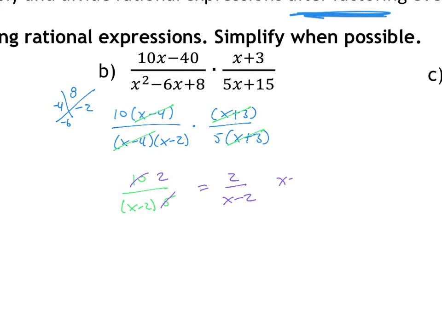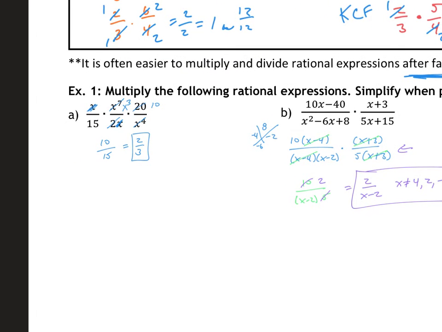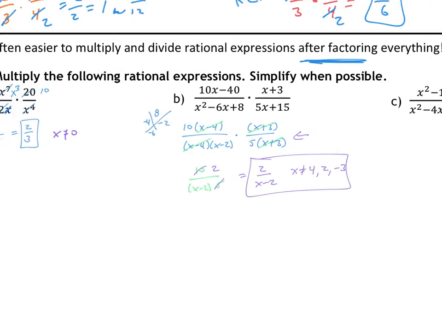Now, x cannot equal, if we look on the bottom row here, x cannot equal 4, x cannot equal 2, and x cannot equal -3. We still have to do our excluded values. I forgot to do that over here, but that was a number here. x cannot equal 0 from the beginning. That's my fault. I apologize.